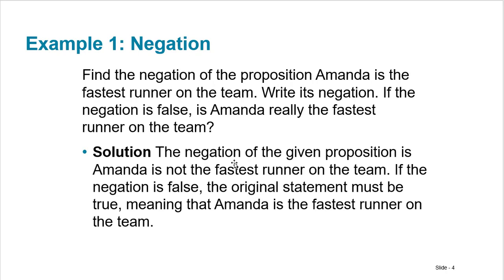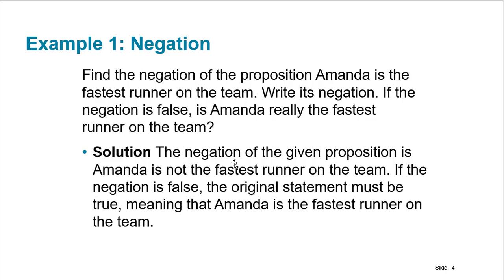So find the negation of the proposition, Amanda is the fastest runner on the team. Okay, so write its negation. Now here's where it gets tricky. You think, okay, Amanda is the fastest runner on the team, so the negation would be Amanda is the slowest runner on the team, but that's not true. You don't want to negate the verb or the adjective, right? You don't want to go from fastest to slowest. Really, the true negation is to just take the original thing and put a not in there. So the negation of that proposition is simply Amanda is not the fastest runner on the team.